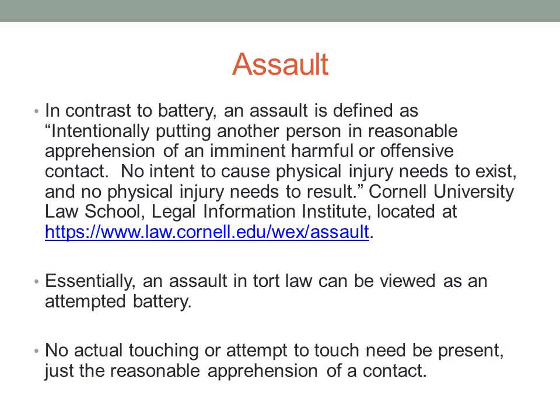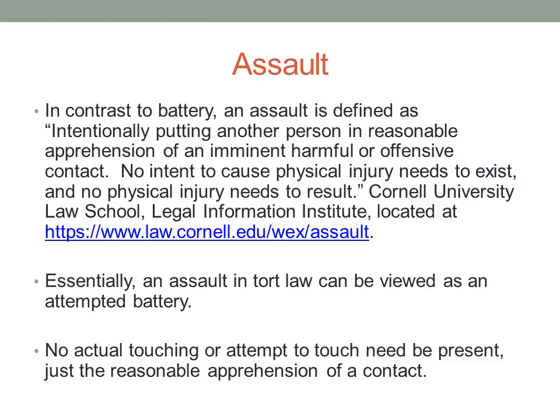So let's look at assault now. An assault is, in contrast to a battery, defined as intentionally putting another person in a reasonable apprehension of an imminent, harmful, or offensive contact. There's no intent to cause physical injury that needs to exist, and no physical injury needs to result.